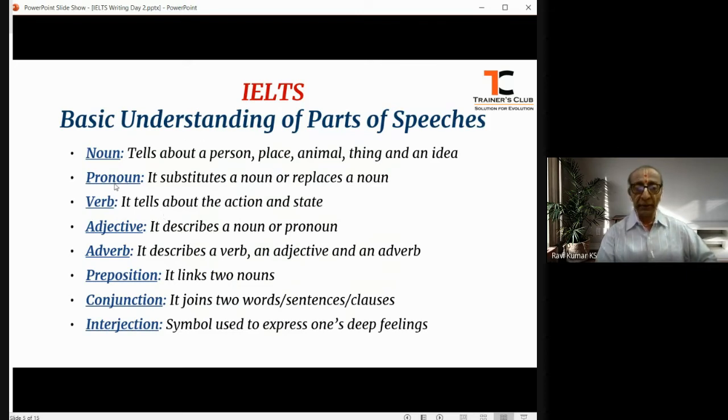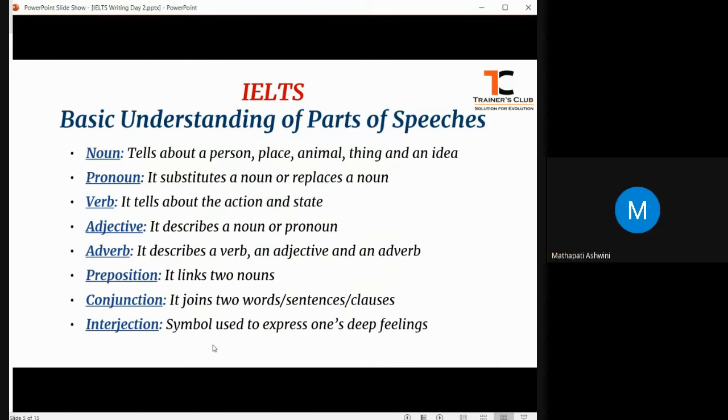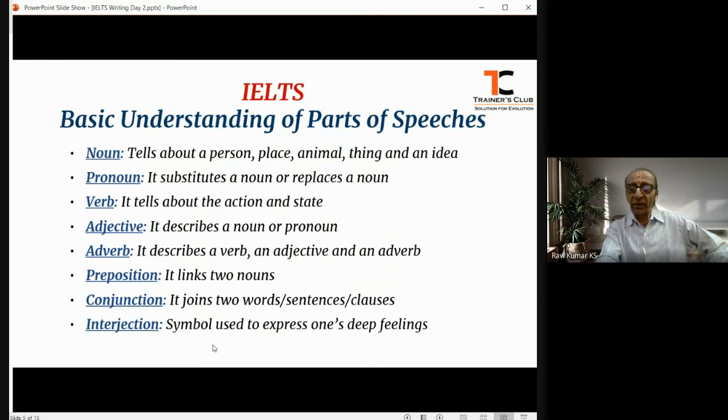The major part is the verb. Then the adjective, the adverb, preposition, conjunction, and interjection. Is that clear? Yes, sir. If any one of you wants to take a screenshot of it and keep it, you can take it.